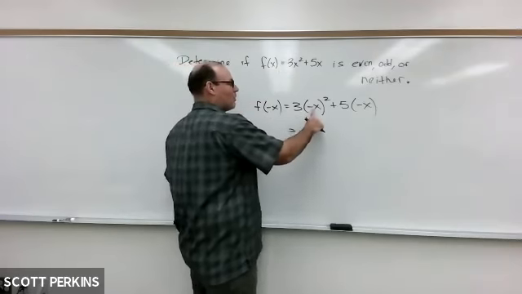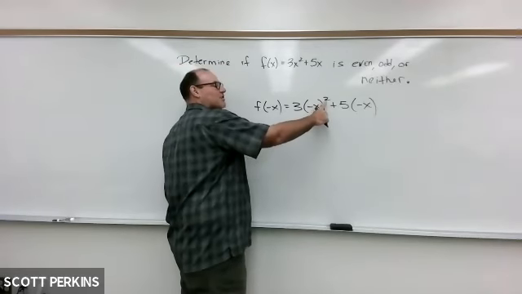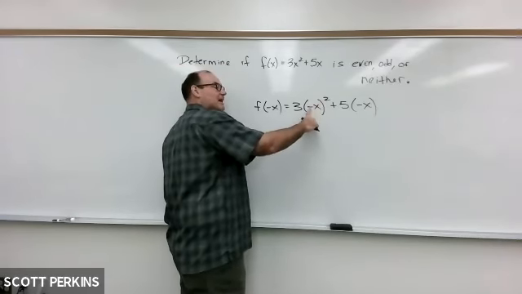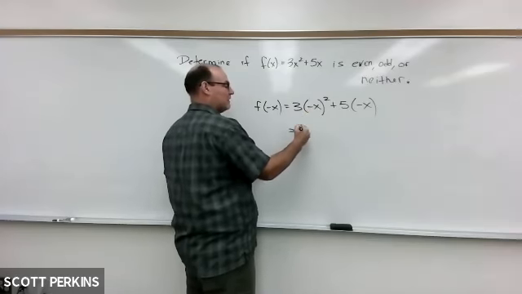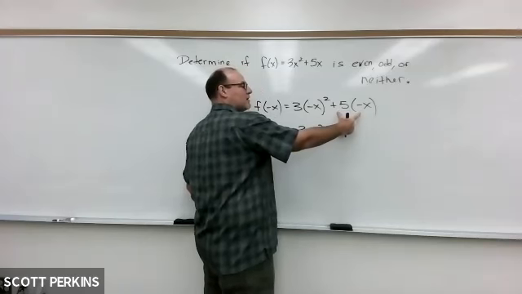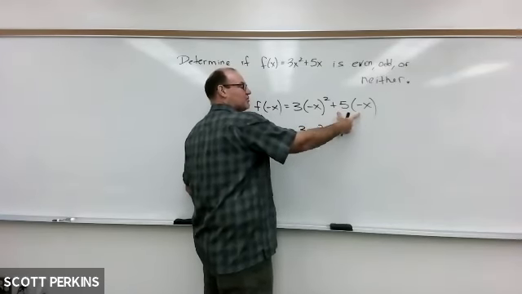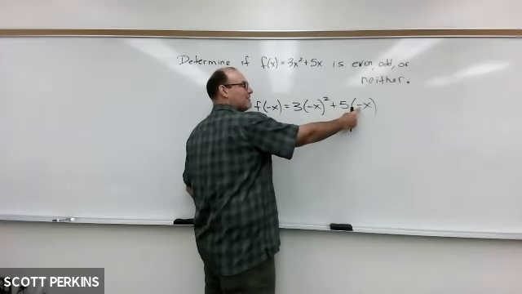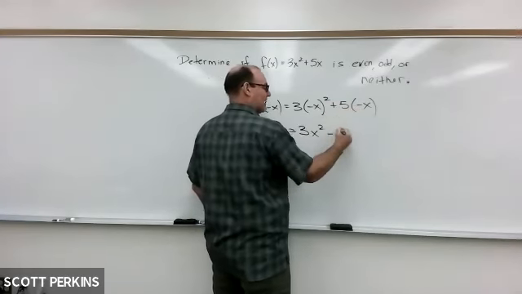So when I take a negative number and I square it, a negative times a negative is a positive, so that negative disappears and I just have 3x squared. And then this goes back to what we learned about multiplying variables and coefficients. A positive 5 times a negative x, a positive times a negative, is negative 5x.